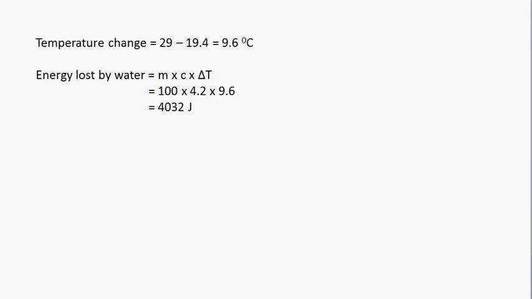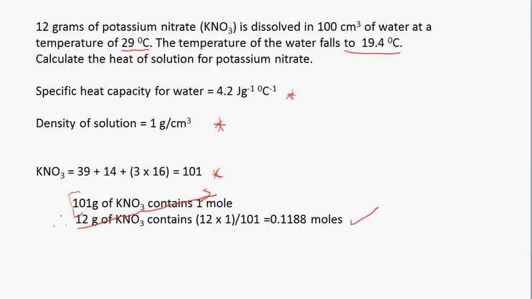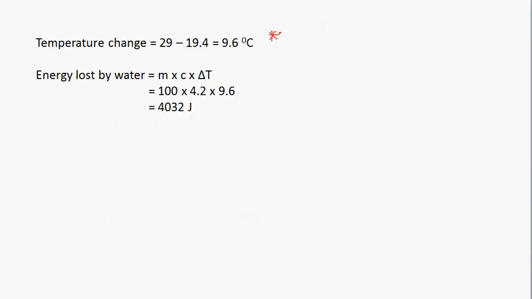As in the example before, we need to find the temperature change. So it'll be 29 minus 19.4 and we end up with 9.6 degrees Celsius. Now the energy loss by the solution is equal to mc delta T, and the mass, let's just go back a sec here. We had 100 cm cube of water, so the mass of water is 100 grams, right? And the specific heat capacity of the water is 4.2 and the temperature change is 9.6. We multiply that using our calculator and we get 4032 joules.